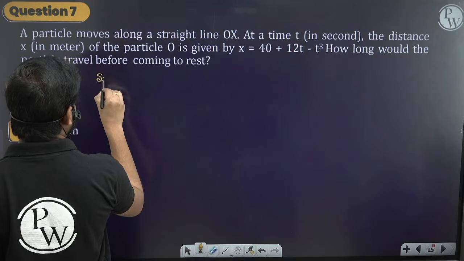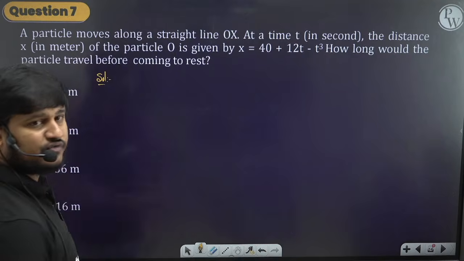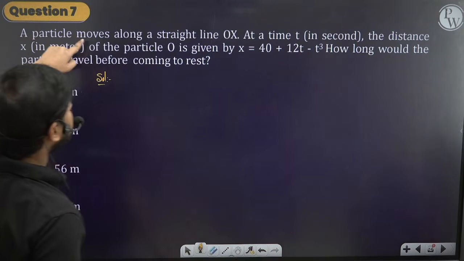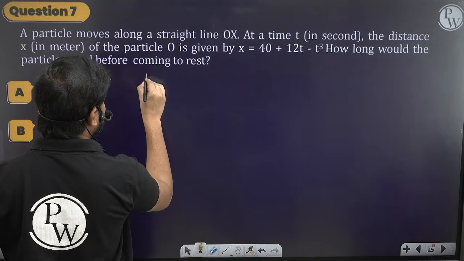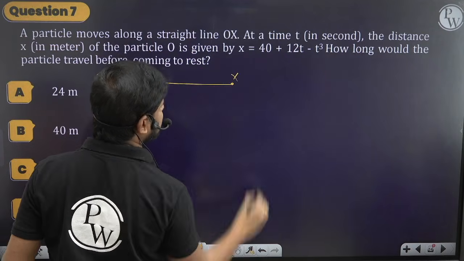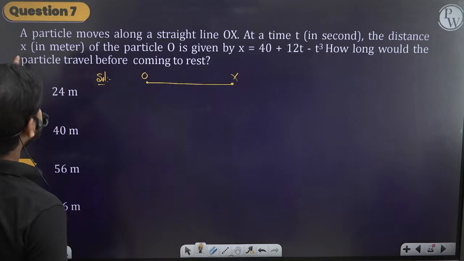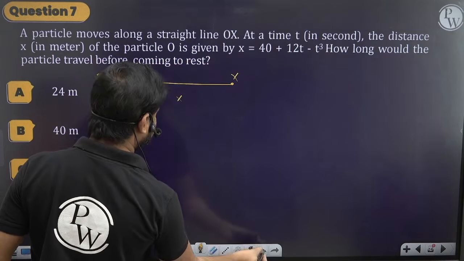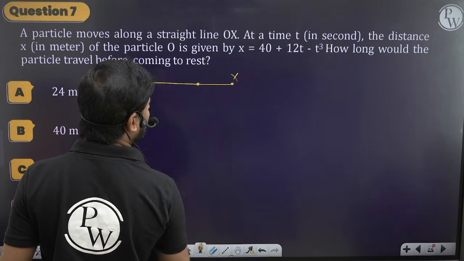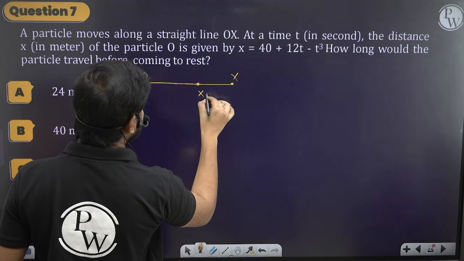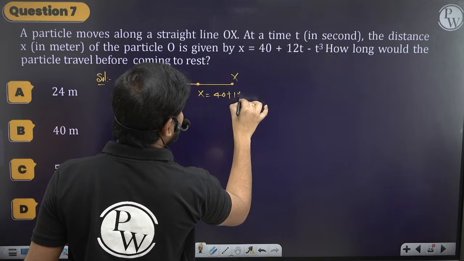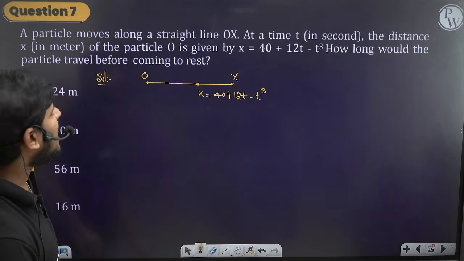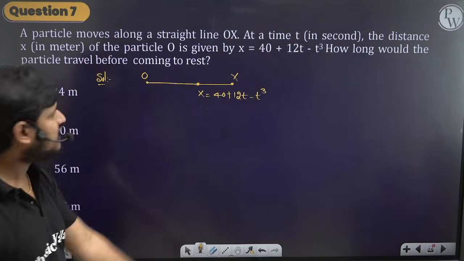So let's take the next question. See, whenever a question appears, you just pause the video and try it on your own. Okay. A particle moves along the straight line OX. At time t, the distance x in meters of the particle from O is given by, at some particular time, let's suppose at this point, the displacement of the particle is given by 40 plus 12t minus t cube. Then how long would the particle travel before coming to rest?